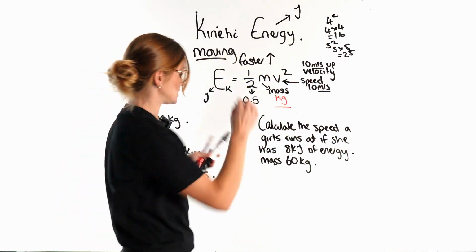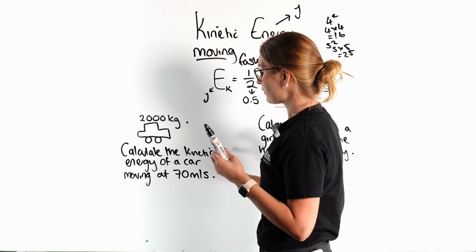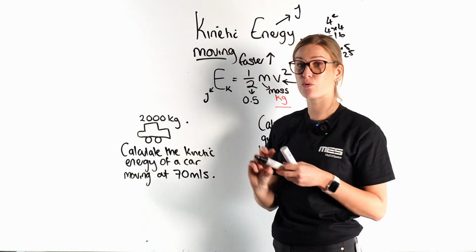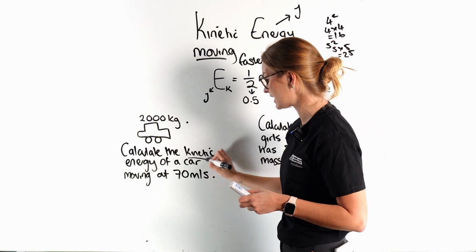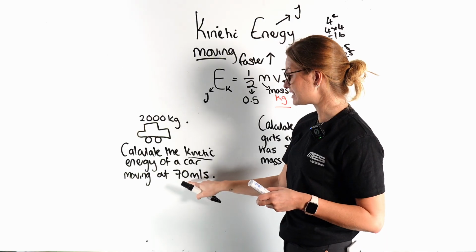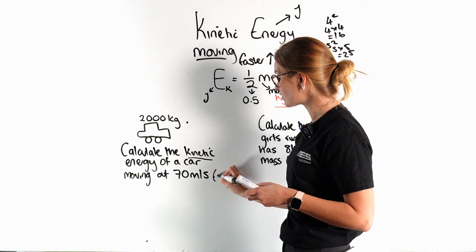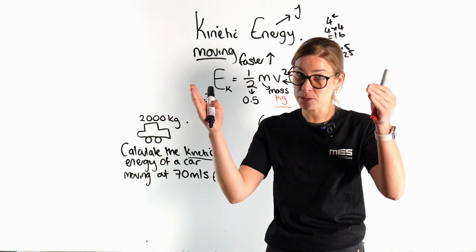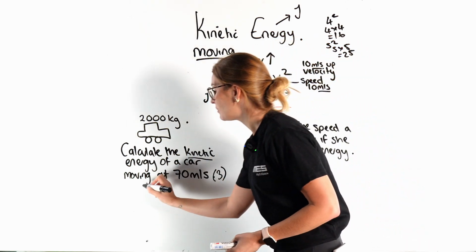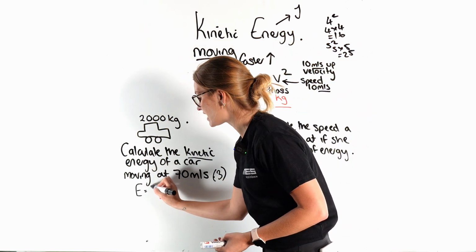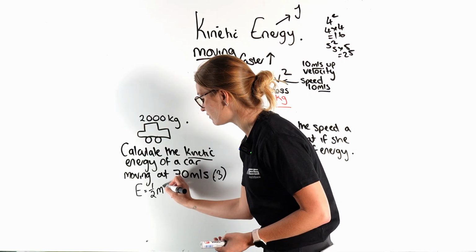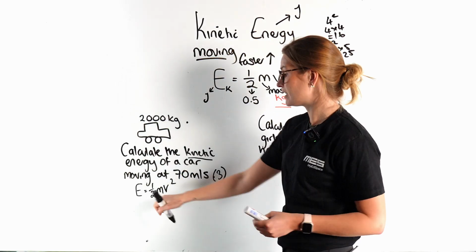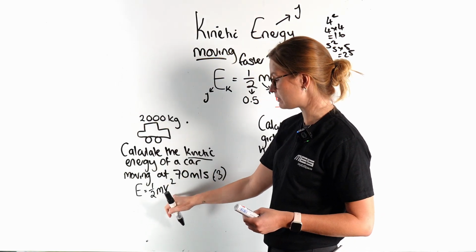So let's look at some examples. It says I want to calculate the kinetic energy of a car. This question's nice, they told me we're calculating the kinetic energy of a car moving at 70 meters per second. This will be a 3 marker in your exam. To calculate kinetic energy, I remember my formula, or I can go to my formula sheet. Kinetic energy is a half of the mass times speed squared.